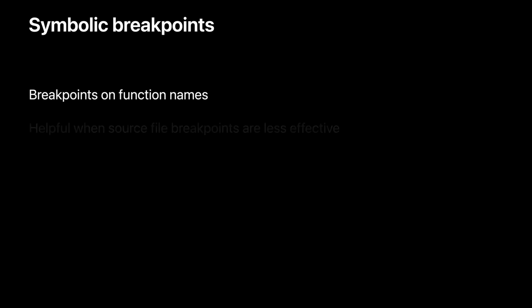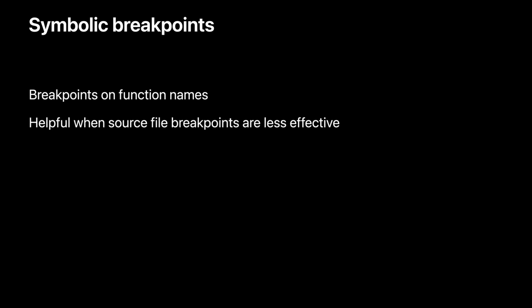These are breakpoints on function names that will pause the process when those functions are executed. They are very helpful in situations where source file breakpoints cannot be used or are inconvenient. For instance, you don't have access to the source files and hence you can't compile them with debug info. Or you have many subclasses that implement a common function and it is cumbersome to set a file breakpoint in each of them. Let's take a look.